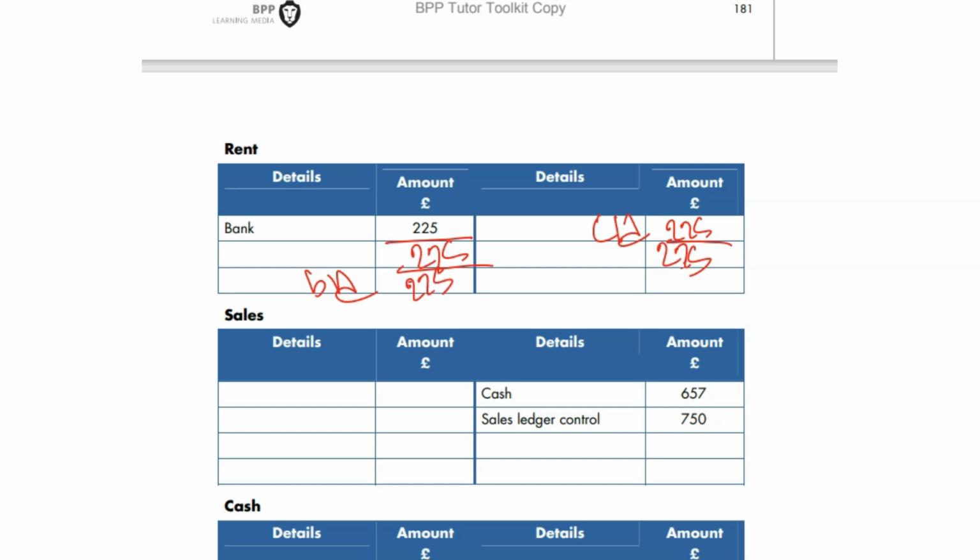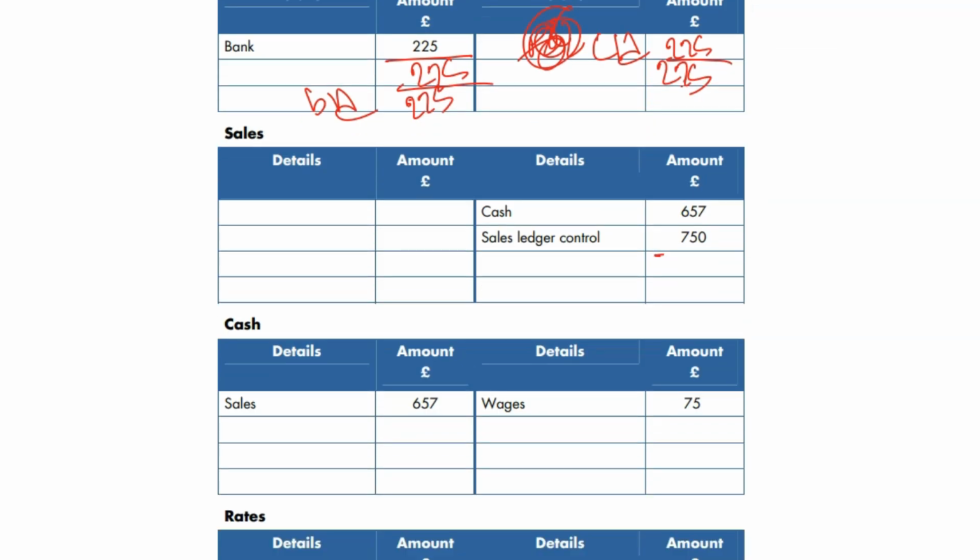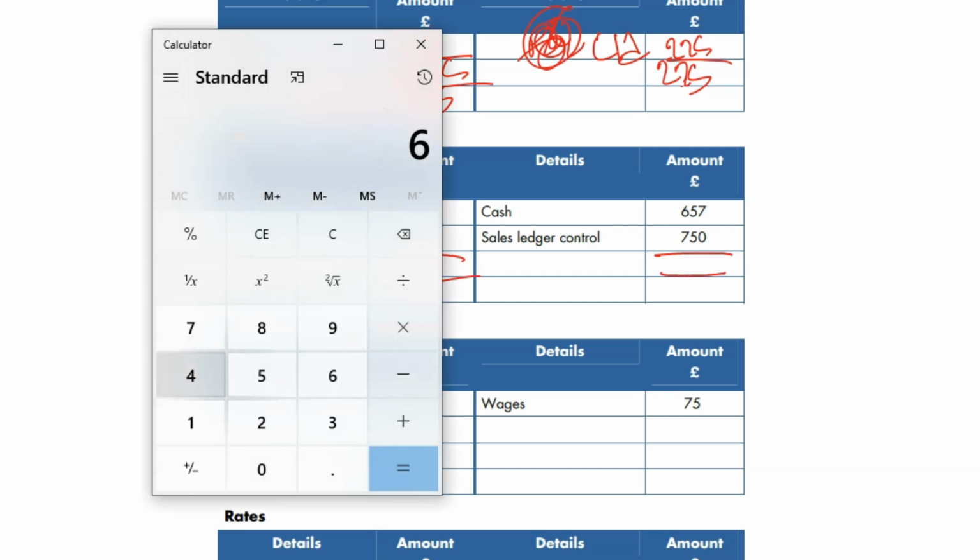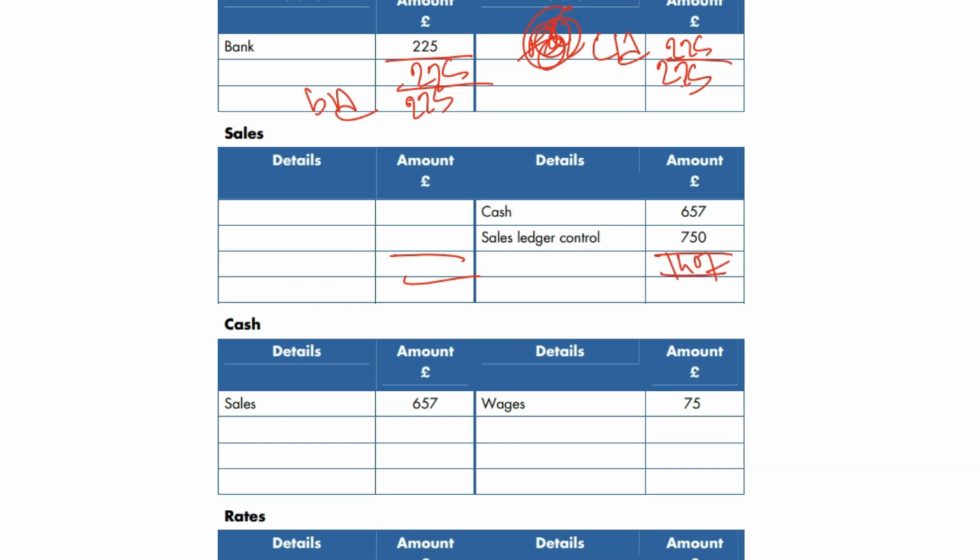A little earlier I said this is basically transferred to the P&L, which you will learn later on. So the sales and all income and expenses. So I need to calculate. Mr. Calculator. 657 plus 750. 1407. All of it becomes CD. CD becomes BD.